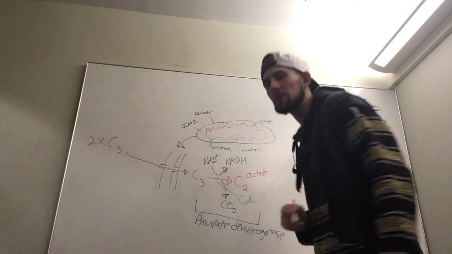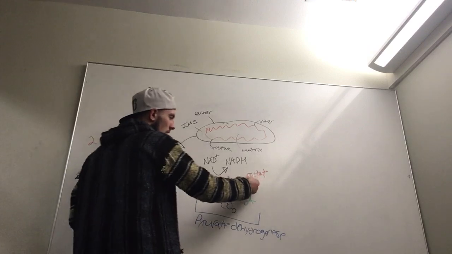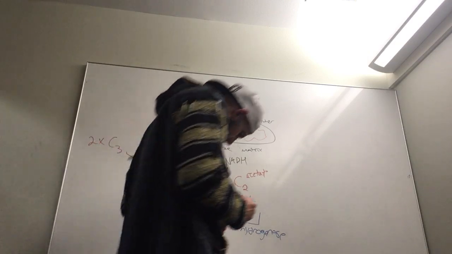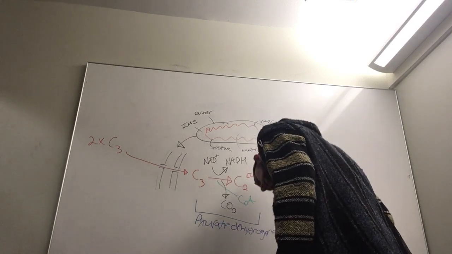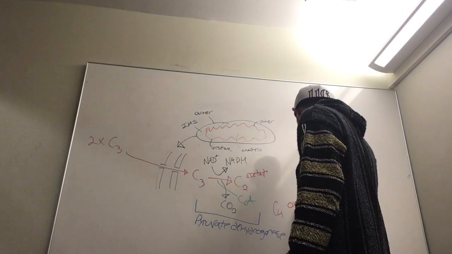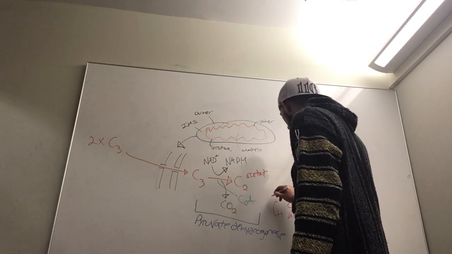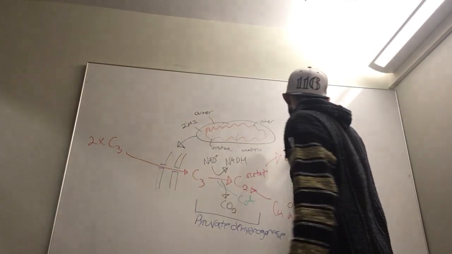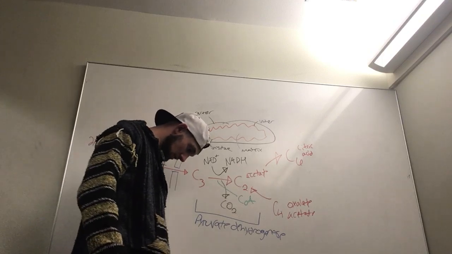So now that we're in the inner membrane space, we lost a carbon and now we have an acetate. Now why is this important? Well, it's going to join up with what we call oxaloacetate. It's going to link up with that carbon 2 to create citric acid, or a C6. So now we have 6 carbons.